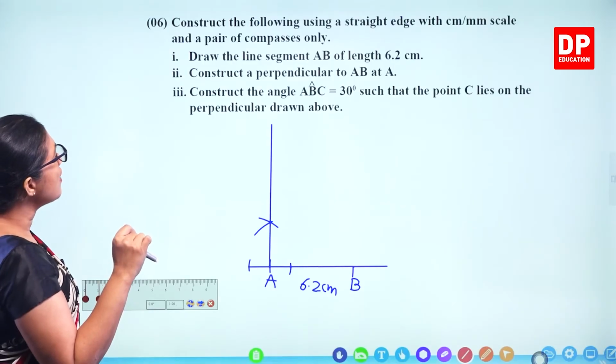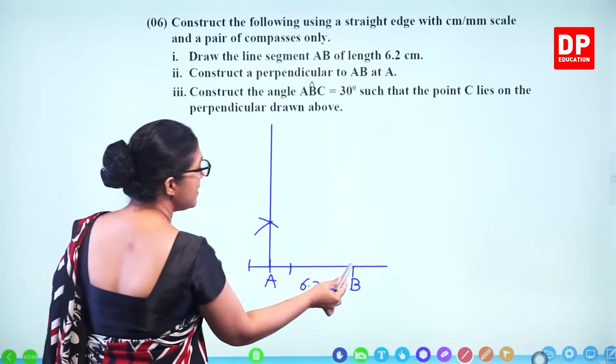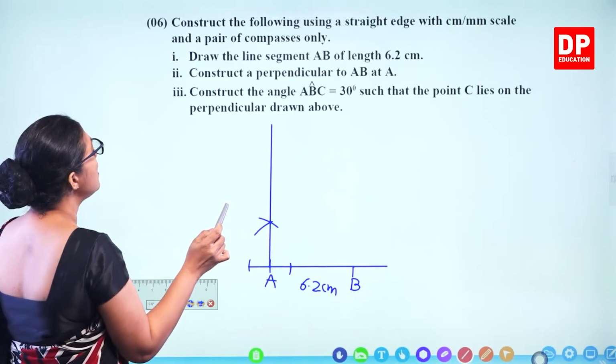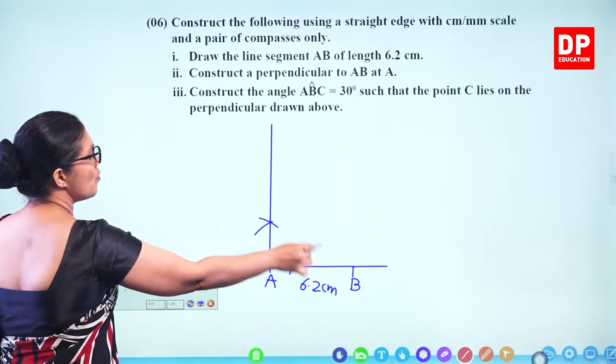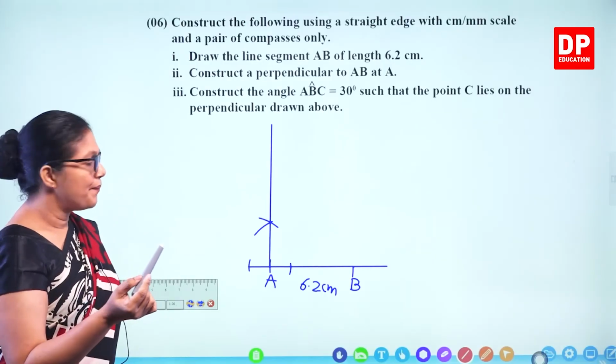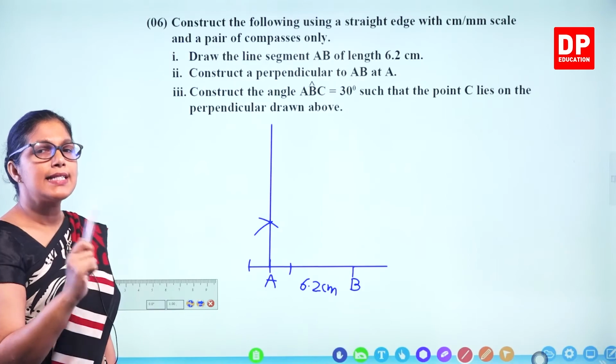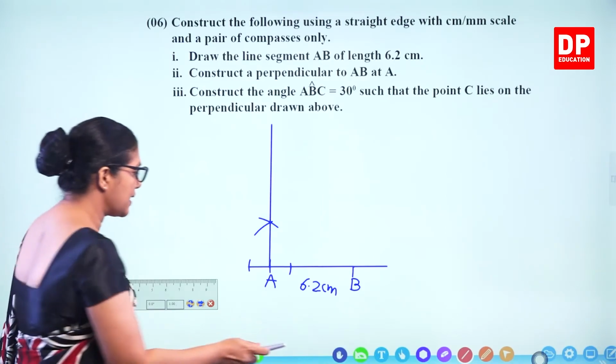Then construct the angle ABC. This angle is 30 degrees such that the point C lies on the perpendicular line. So we have to draw the line and find C. How do you construct 30 degrees? You can take a 60-degree angle and bisect.